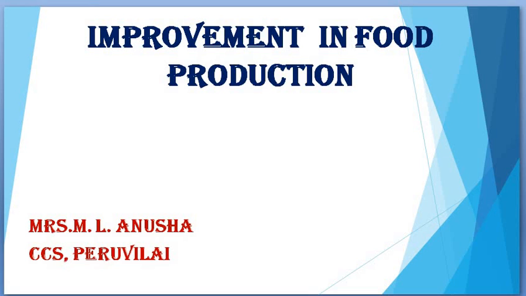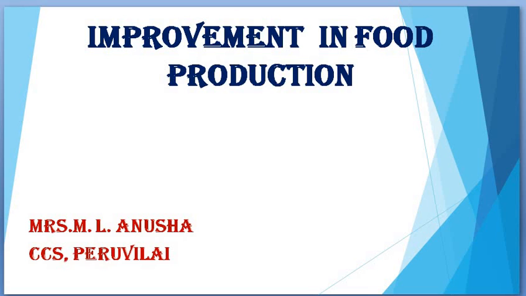Today we are going to learn the third part of the improvement in food production lesson. Already in this lesson I taught you about the green revolution and also about major steps in plant breeding. In today's class we are going to learn about methods of crop improvement.